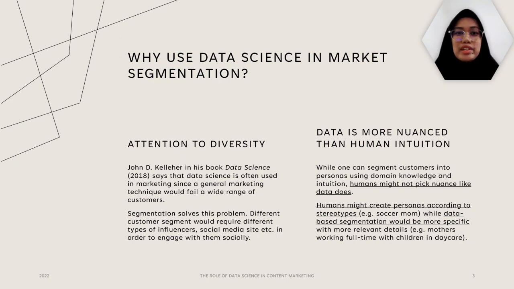Human intuition and domain knowledge can identify personas among the audience, but it will be more accurate for a business to plan their marketing campaigns based on the customer data they already have. This is because customer segmentation is more nuanced than humans can sometimes see. Humans are more inclined to follow stereotypes, while segmentation based on data is more realistic, considering more specific and relevant details.